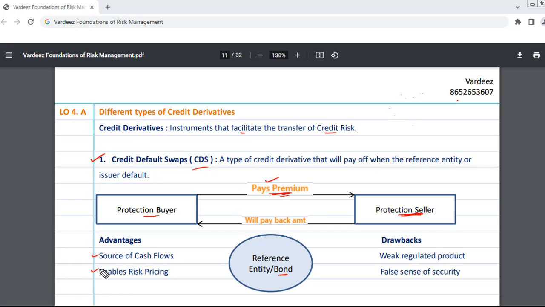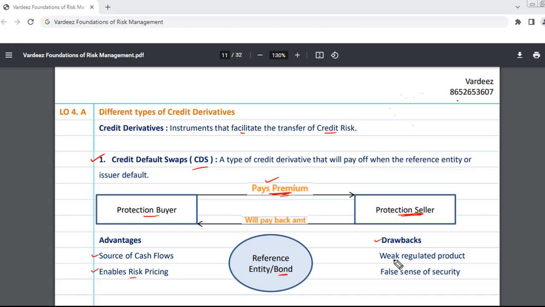The second one is it enables risk pricing. Now, what do we mean by that? For example, I want to know the risk of this particular corporate bond. With the help of this premium amount, I can find that, because if this is so risky, the premium will also be higher. So I can discover the risk involved in this particular bond. So that's one advantage as well.